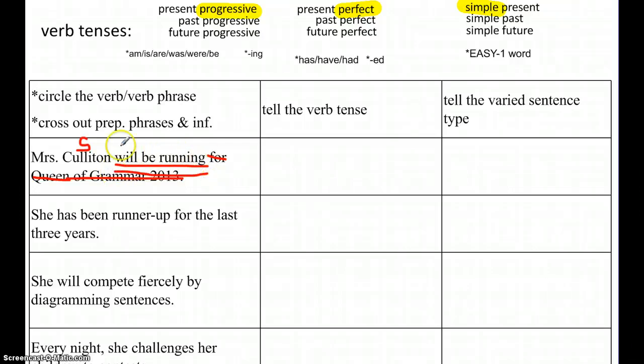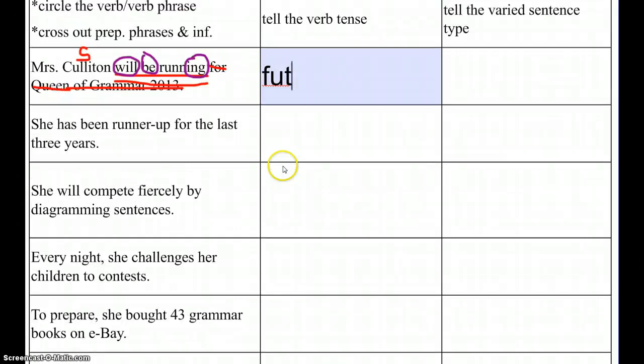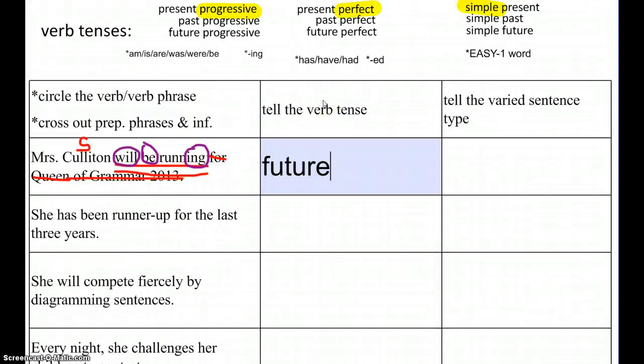And whenever we talk about our verb from now on, I'm not going to always say it's a verb phrase. The verb is the main verb and any helping verbs that are attached with it. So once we have found our verb phrase, now we look at some of our hints up here. I can see that I have a suffix ending, and that is ing. I also see two helping verbs, will and be. So I know that will always indicates future tense. Now I've got to figure out which future tense it is. Looking at my little cheat sheet up here, I know that if I have a suffix ing and I have a form of be, it's got to be future progressive.